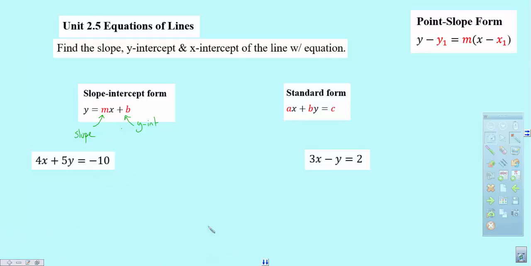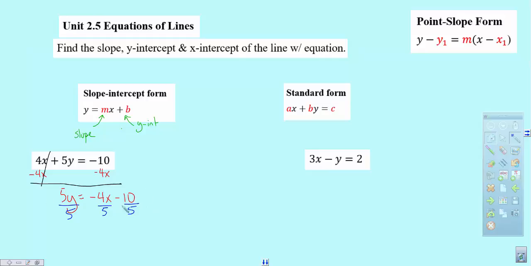To put it in slope-intercept form, that basically means we want to solve for y. So we're going to subtract 4x from both sides. The 4x's cancel. We get 5y is equal to, in this case, we just push the unlike terms side to side so we don't put them together. Then we divide by 5, we divide by 5, we divide by 5.